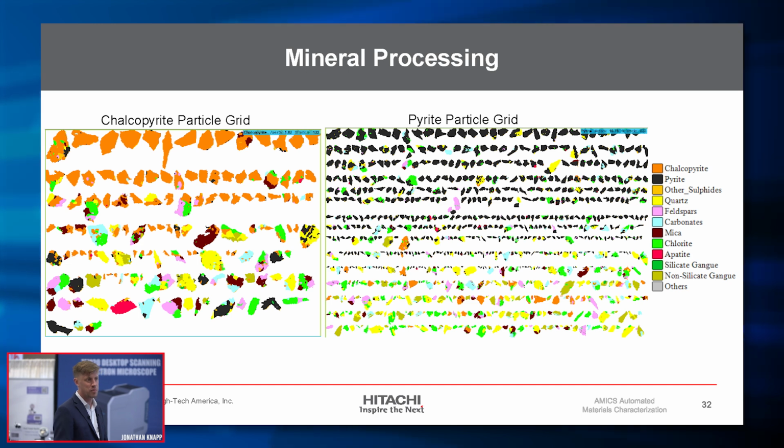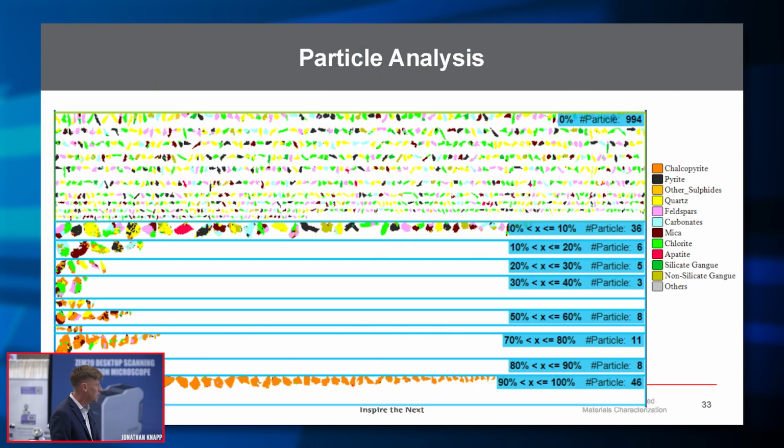That one was collected just by taking tape and pressing it into the foam at the top of the mineral processing vat, which is pretty cool. Particle grids, chalcopyrite and pyrite. Sort those particle grids by bin.